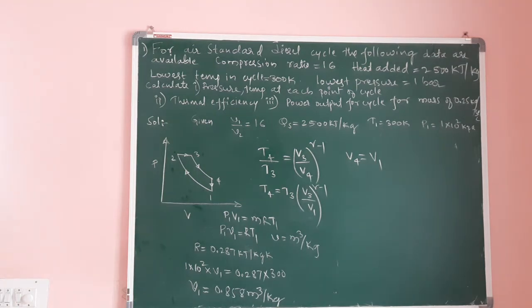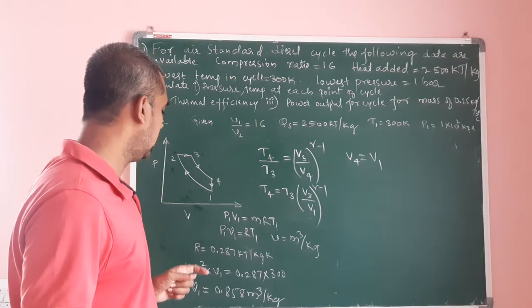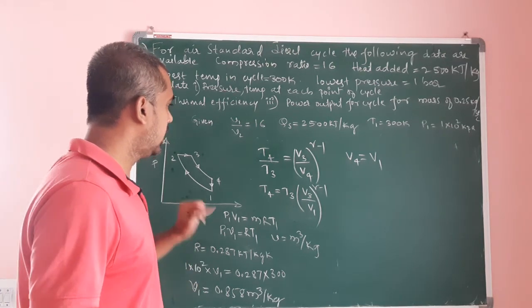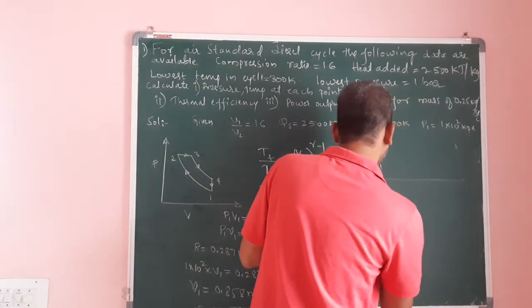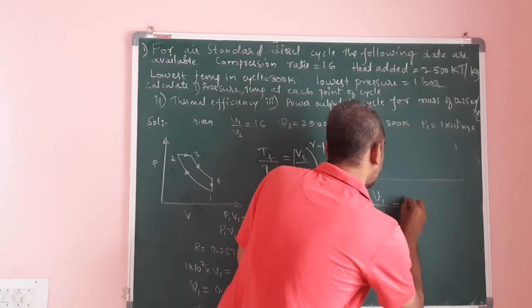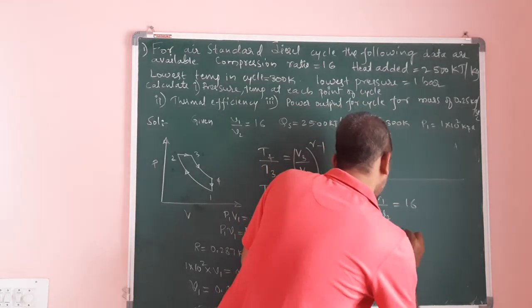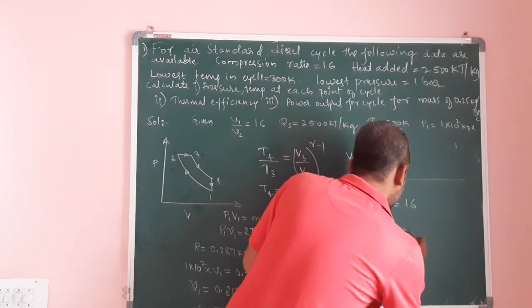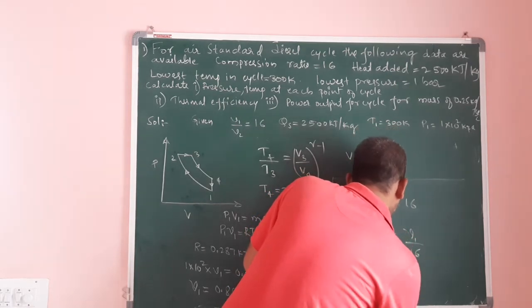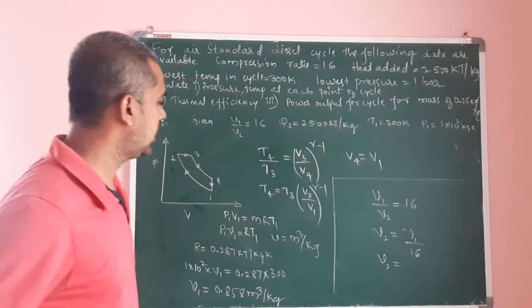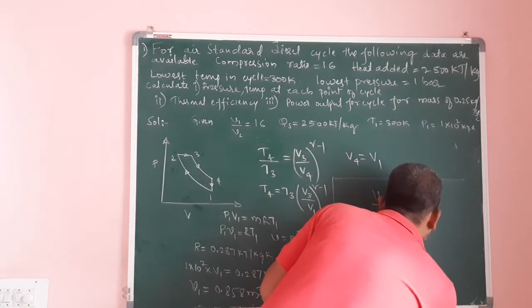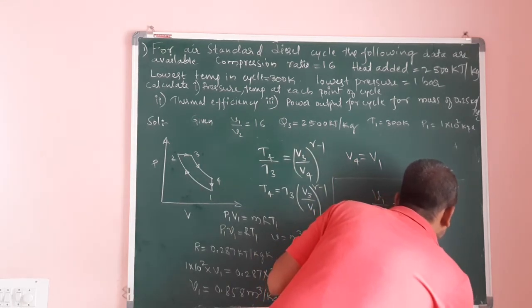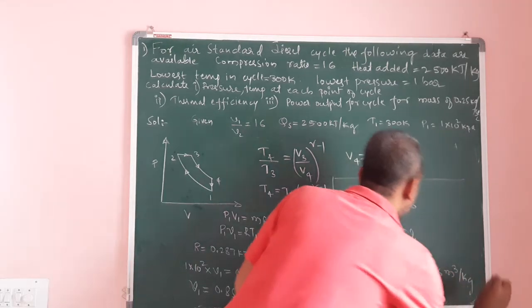Now, v1 you got, v2 we have to calculate. How to calculate v2? We know this ratio, v1 by v2 is equal to 16. Therefore, v2 is equal to v1 divided by 16. You will get the v2 value as 0.0536 meter cube per kg.